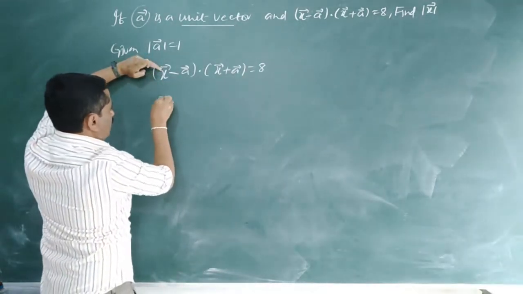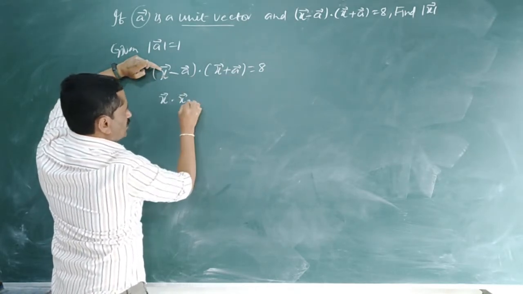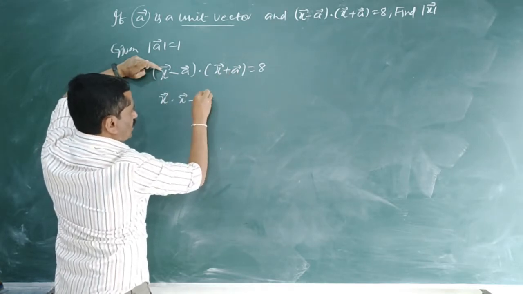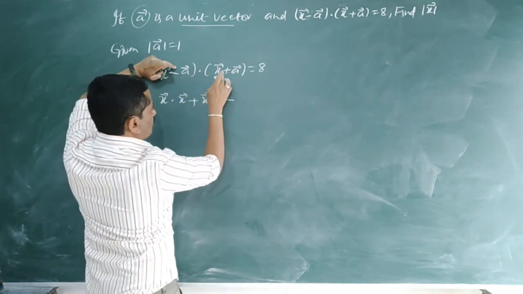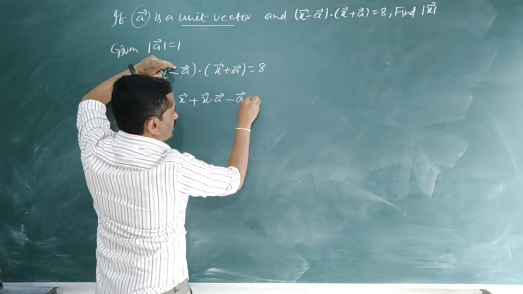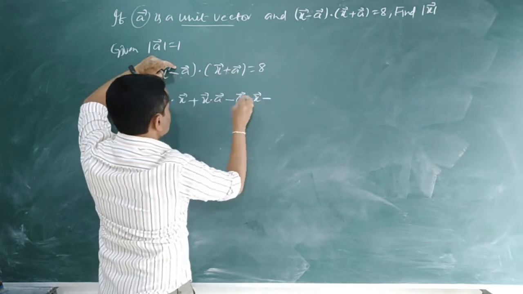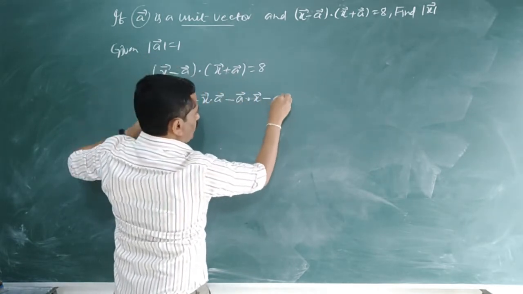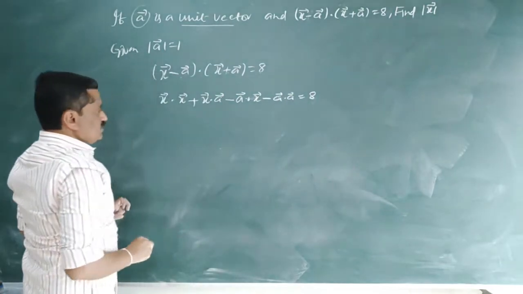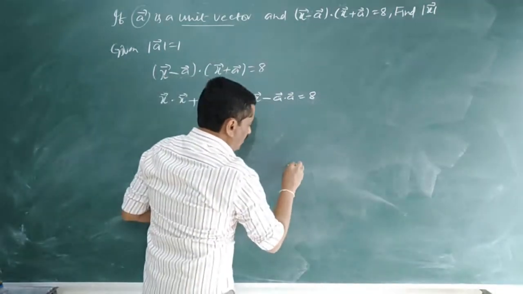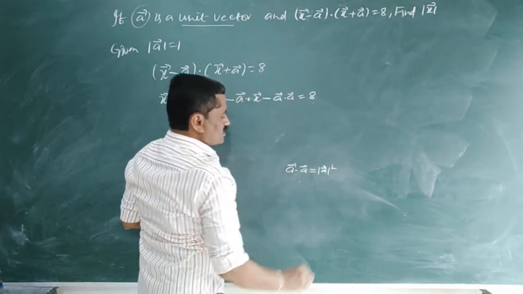So we have x bar dot x bar, again x bar dot a bar, that is plus, therefore x bar dot a bar, again minus a bar dot x bar, minus a bar dot x bar, again minus into plus becomes minus, again a bar dot a bar, that is equal to 8. So we have a property, that is a bar dot a bar can be written as magnitude of a bar whole square.